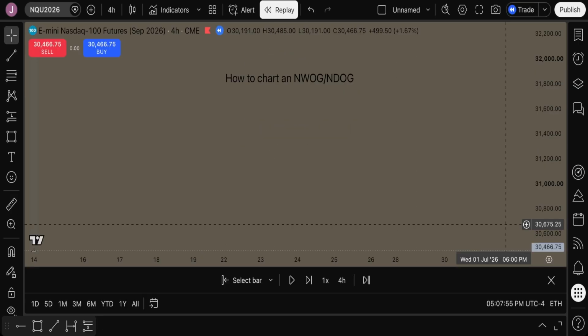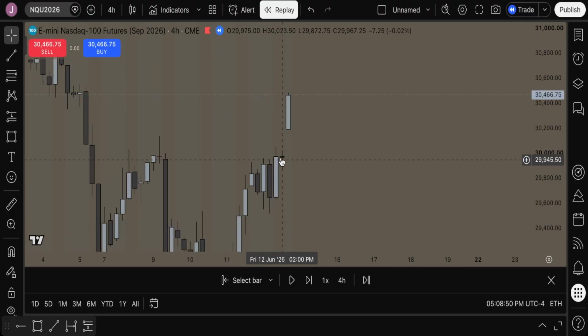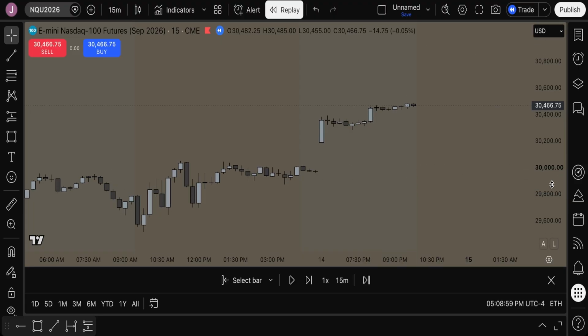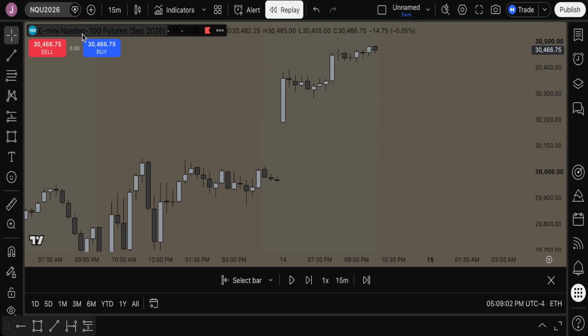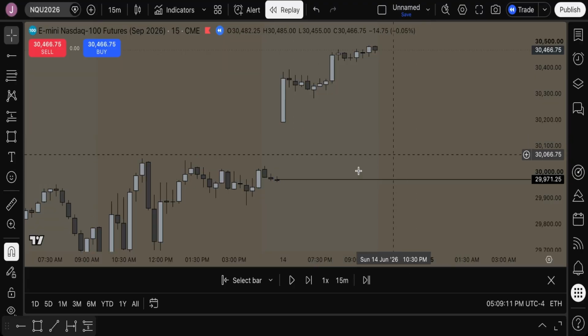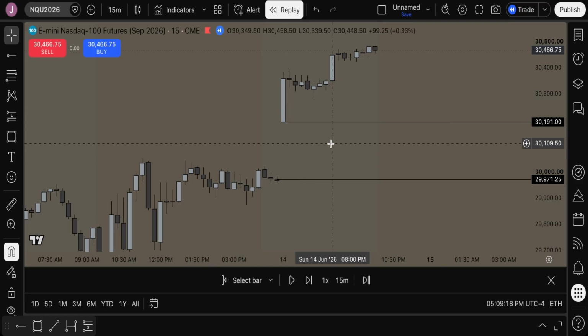Now I'll be going over how to properly chart an NWOG or an NDOG. So right here we have a new week open gap. You can see the Friday candle close and the Sunday candle opening. We form this gap in the middle of them, and how to properly mark this out on your chart is you're going to want to go down to the 15-minute time frame to get the most accurate data. You want to go to the line tool, select it, and then simply go from the body of the Friday candle, not the wick, the body, and then you want to go to the wick of the Sunday open, and this is your new week opening gap.